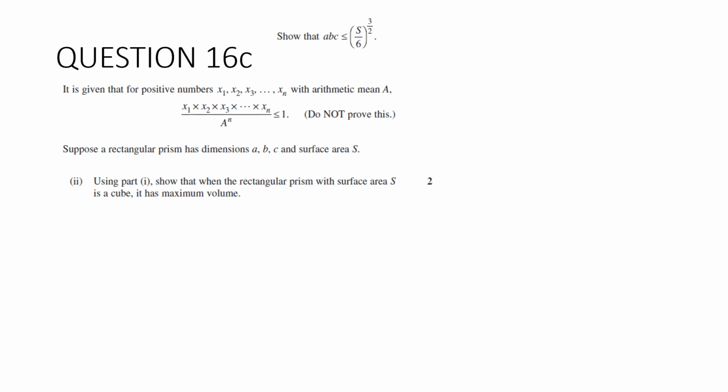Part 2. Using part 1, show that when the rectangular prism with surface area S is a cube, it has maximum volume. So from part 1, we know V is always less than or equal to (S over 6) all to the power of 3 halves.